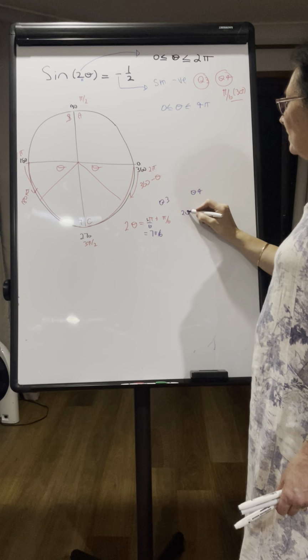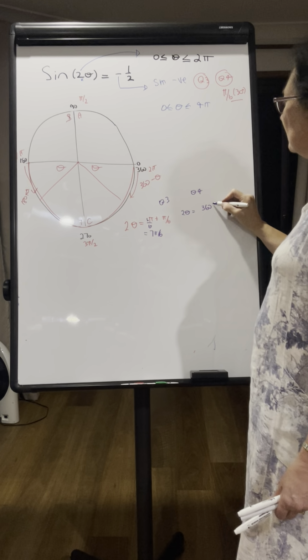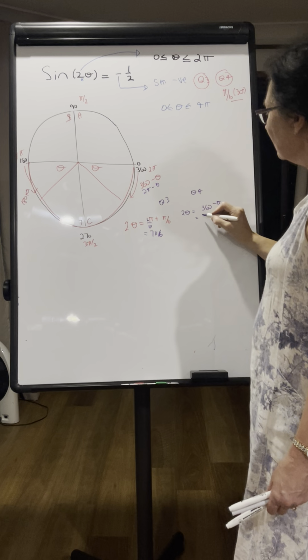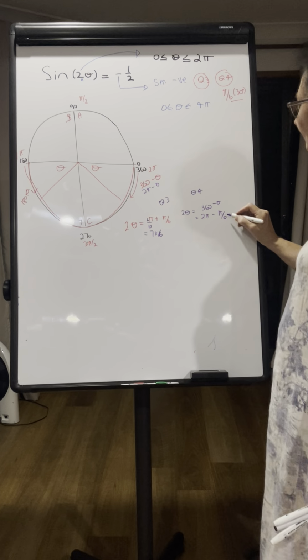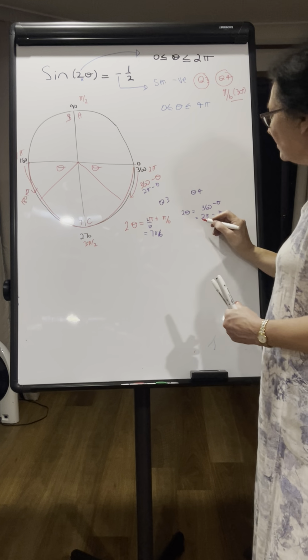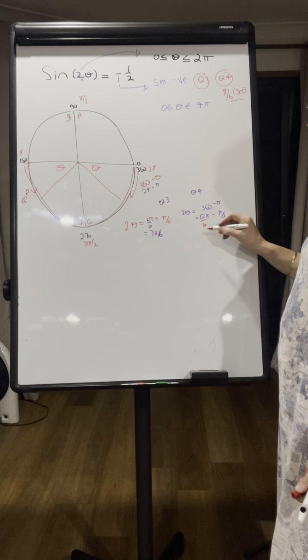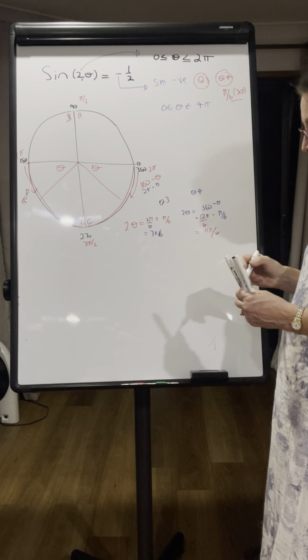This here is 2 theta is equal to 360 minus theta, or 2 pi minus theta. So we'll do it like this. Now, what's your denominator? It is 6. So to make that, it will be 12 over 6, which is 2. And we get 11 pi over 6.